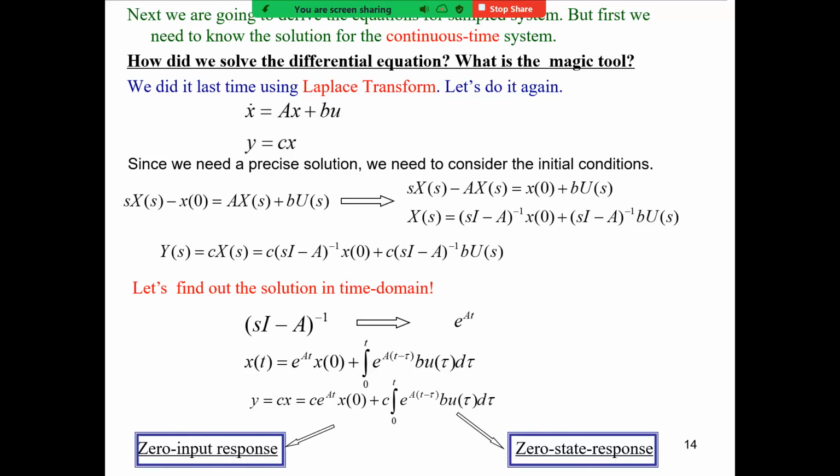There are always two terms. One term is due to the initial condition. The other term is due to the input. Of course, we can decompose into those two terms, but it's only possible for linear systems. For nonlinear systems, they may be coupled. The effect from the input signal and the state may be combined together, and we cannot simply put them into two terms.